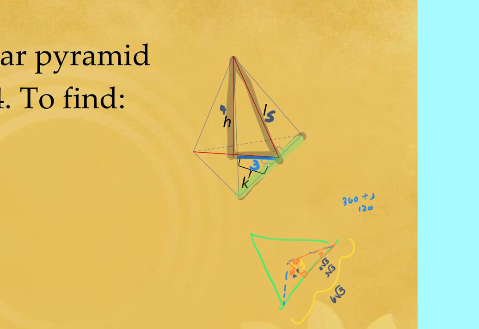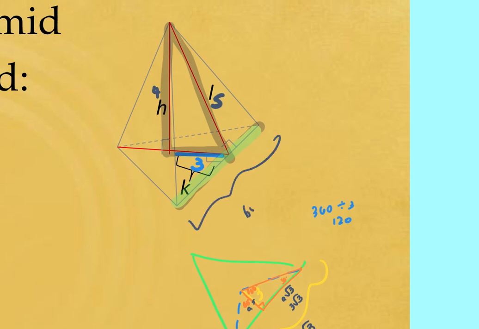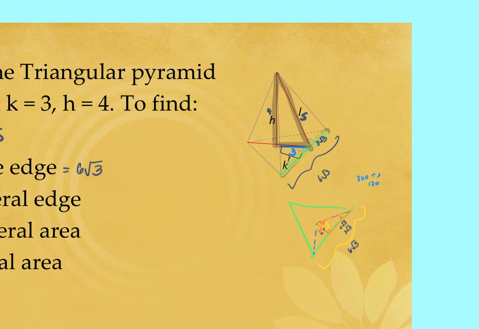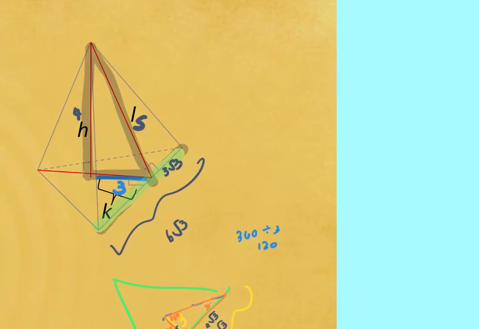Okay, so now if I go back to the actual pyramid that's there, this whole side would be 6 root 3, and this part here would be 3 root 3, which is what's going to help you get that last thing it wants as far as the edges, and that's your lateral edge. So the lateral edge is here.